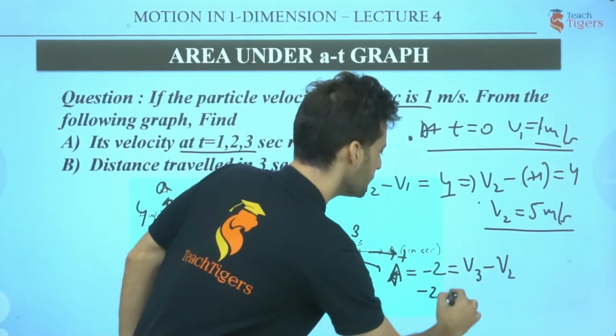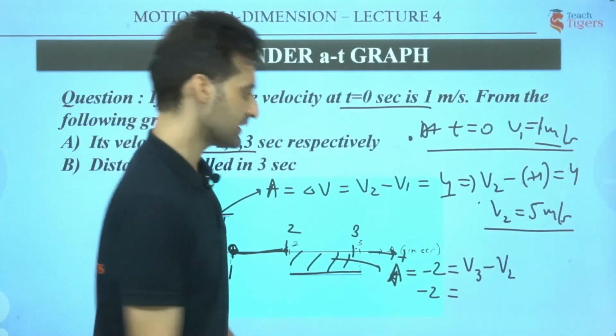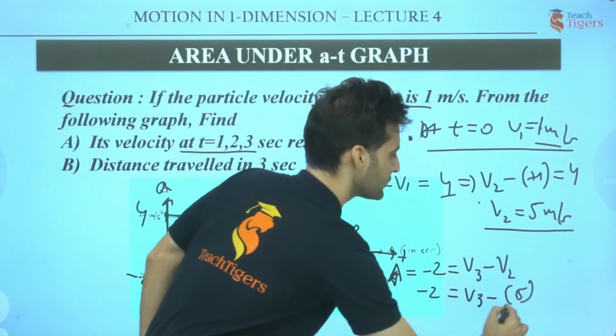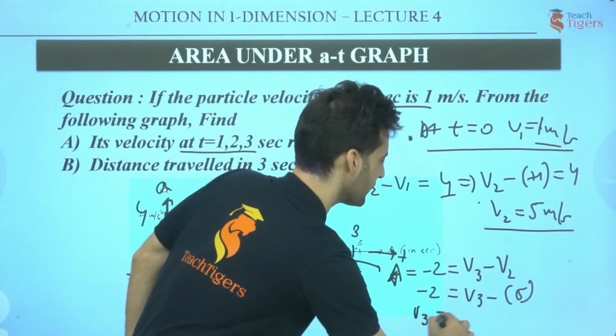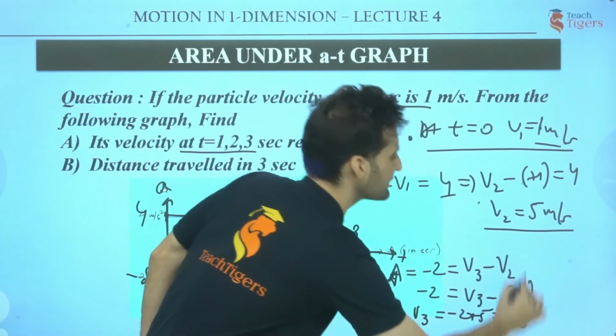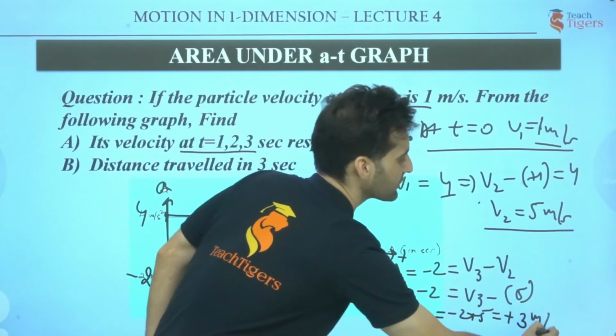So -2, how much is v3? My v3 I have to calculate, and v2 how much do I have? +5. So how much do I get? v3 will become how much? Equals -2 plus 5, that will become +3 meter per second, which is very much true.